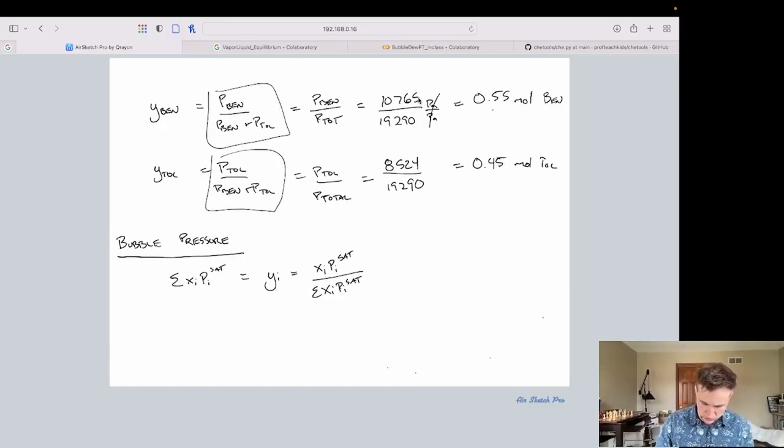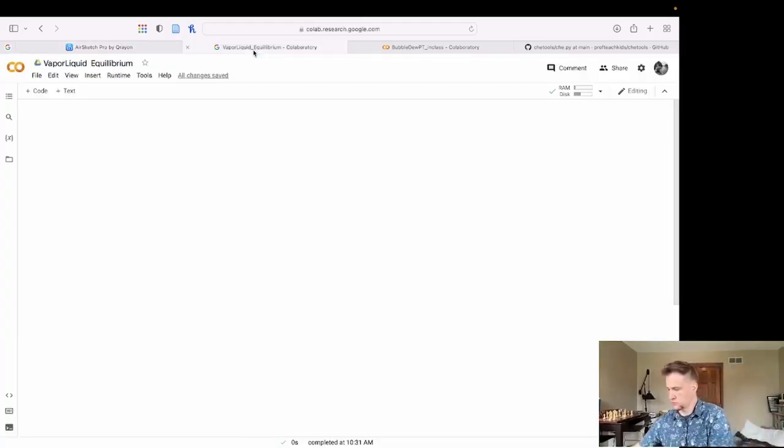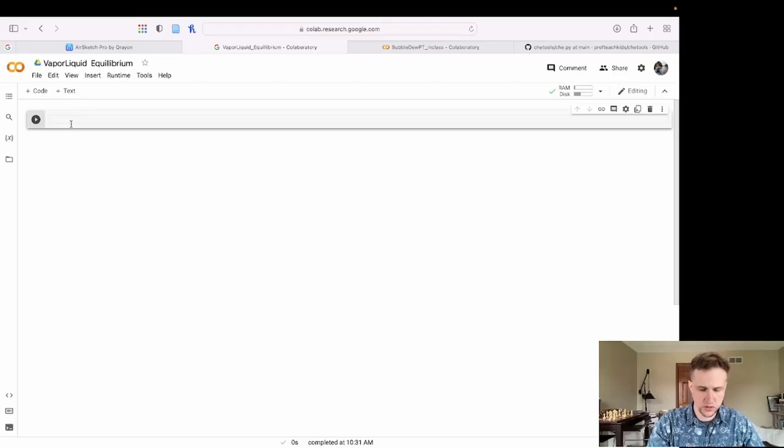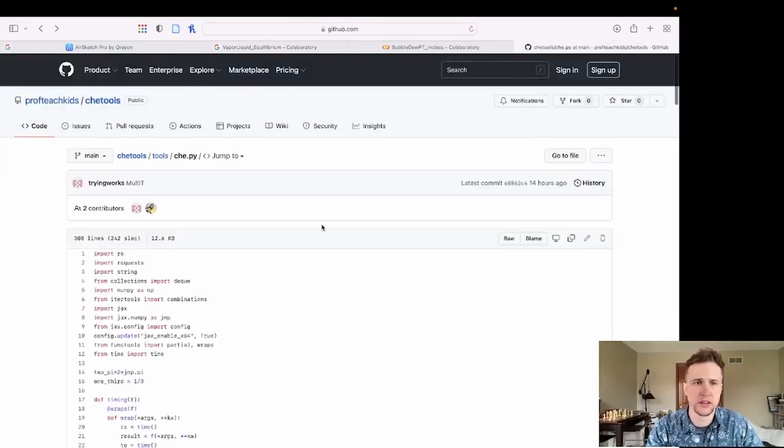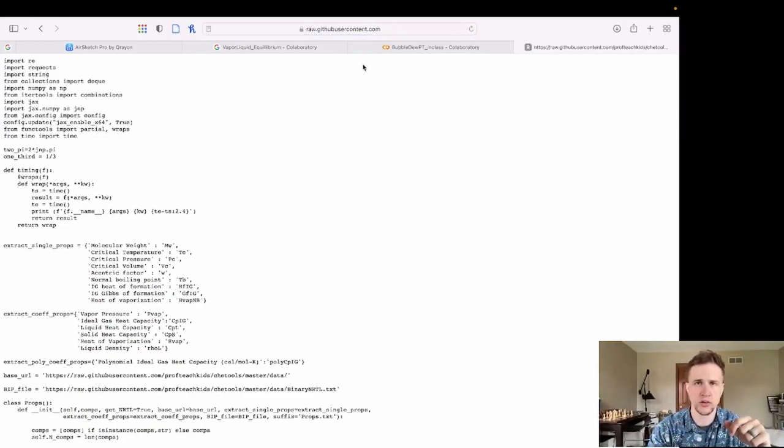Now, in order to move forward then with the bubble temperature, let's go ahead and code out what we've done so far with bubble pressure. And then that will help get us to being able to do the root solver. So move this over here. We're going to start by getting our chemical properties for the toluene and benzene that we're going to be using. And thankfully, there's already a compilation of code and data that has the chemical properties for these elements. And so we'll go ahead and snag that raw data and drag that into our code itself.